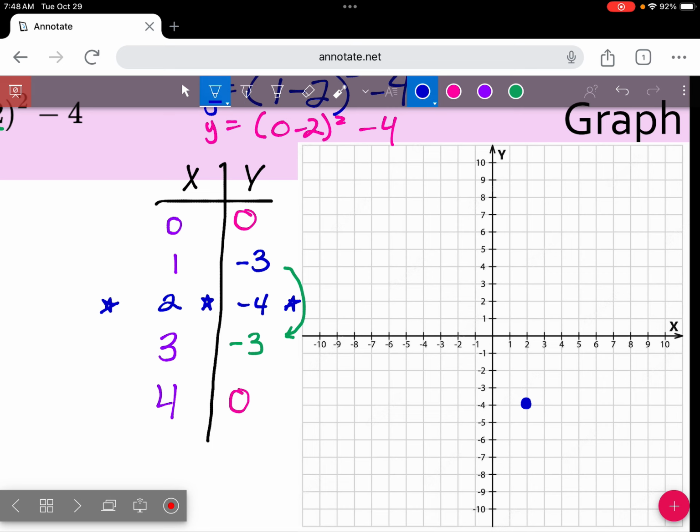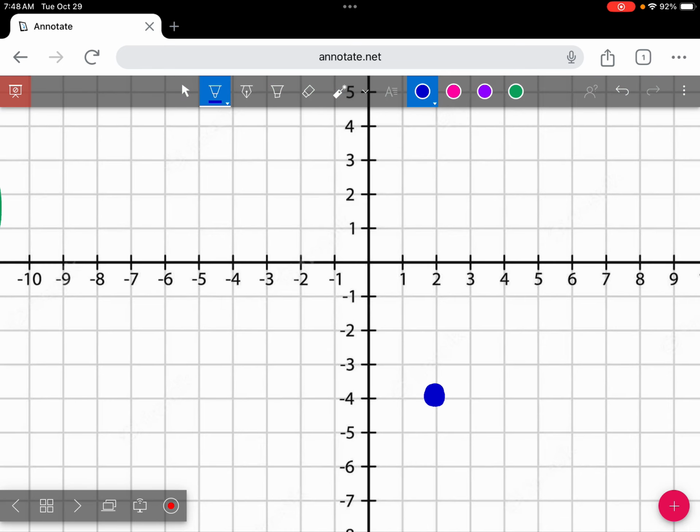So then we get to plot up our points. We have a point at 0, 0. We have a point at 1, -3. 2, -4. 3, -3, and 4, 0.